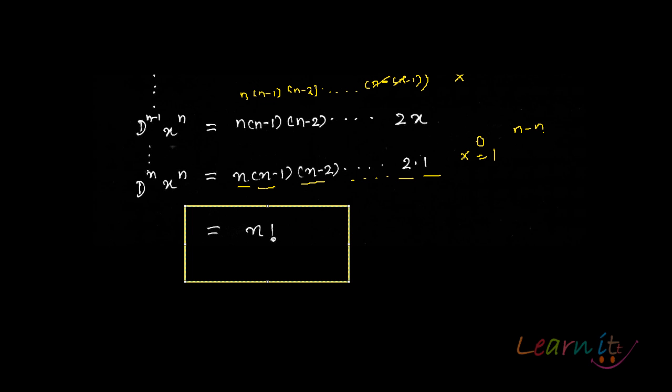So what we gain out of this video is essentially, in case you differentiate x to the power n, n number of times, okay, you get n factorial. This exclamatory mark is for factorial.